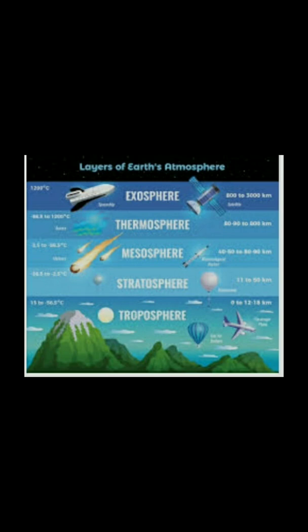And as we go higher in the troposphere, temperature falls, and as we go higher in the stratosphere, temperature increases due to the presence of ozone that absorbs the UV radiation coming from the sun, which contains a lot of heat.